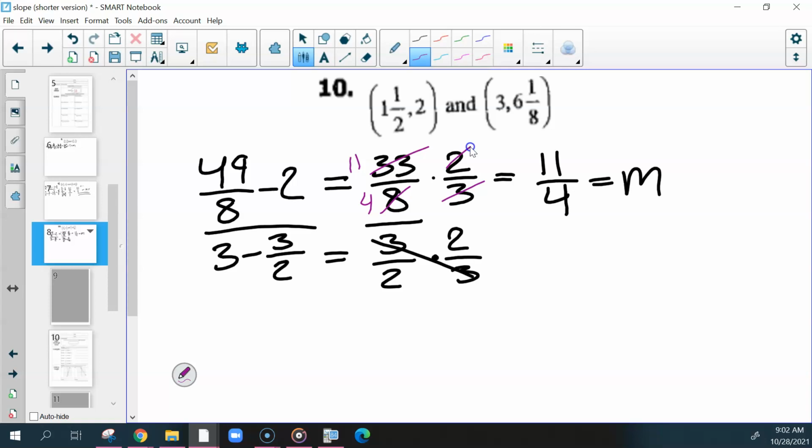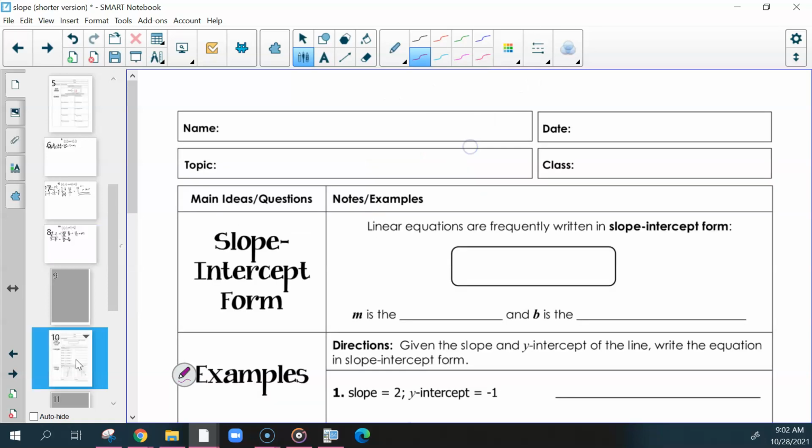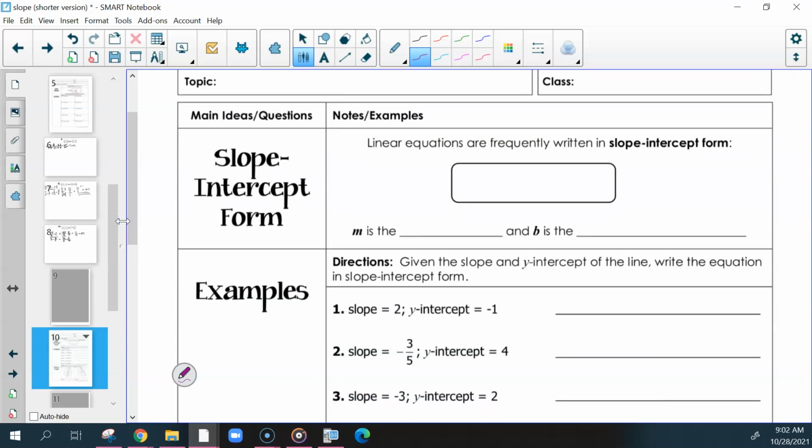Okay. We are going to move on to this next page. So far we talked about slope from a graph, slope from points. This next part is slope from the equation. When we start writing equations and graphing equations, they will all be in this form, slope-intercept form, y equals mx plus b.